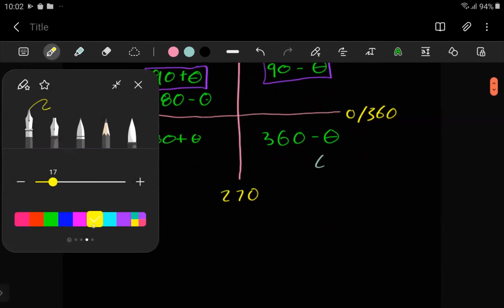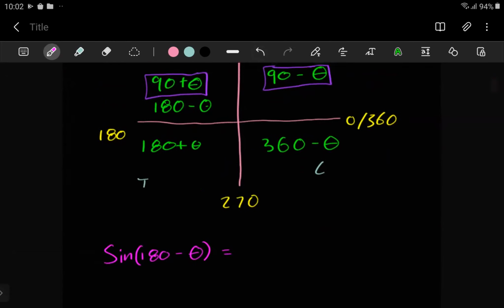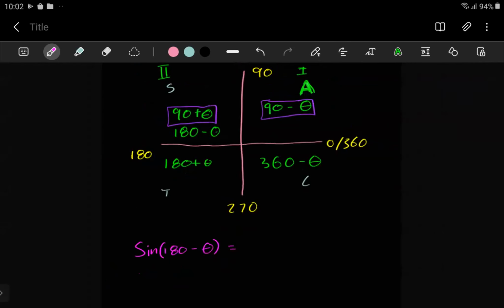So if I write down sine 180 degrees minus theta, like this, what is this going to be equal to? Positive sine theta. Pardon? Positive sine theta. Yes. And why is it positive sine theta? Because it's in the quadrant where it is positive. 100%. Because the 180 minus falls in the quadrant where sine is positive.